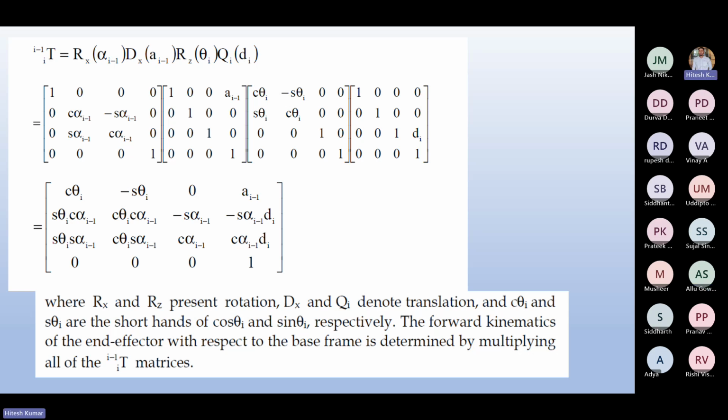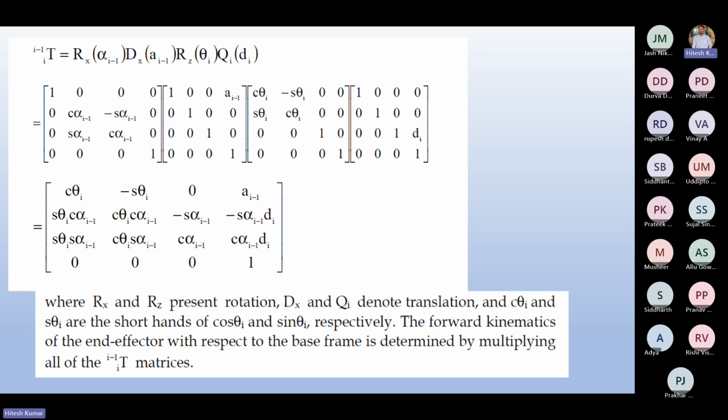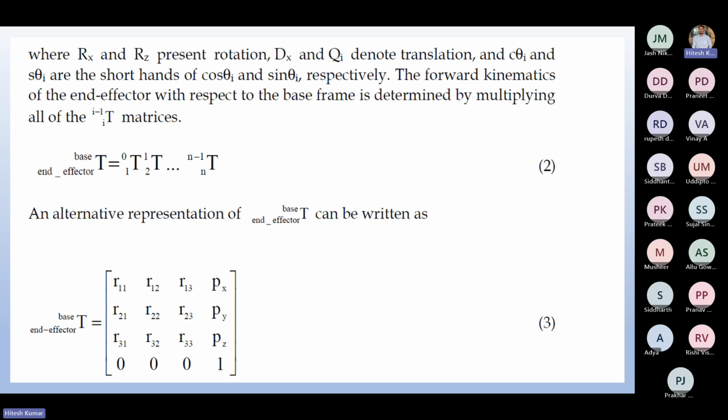Just keep it in mind that this is a matrix. And this 0 0 0 1 will always remain the same, whatever transformation you are doing in the DH approach. The last row will always be 0 0 0 1. We use it for the homogeneity of the matrix so that it can be easily multiplied. Ahead we'll see how we do this.